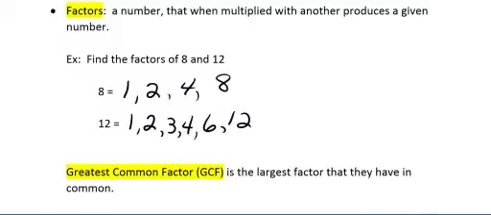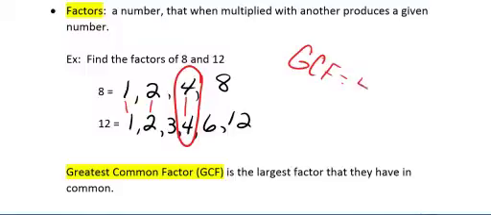And now what we want to find is the greatest common factor, which is the largest factor that they have in common. Because again, you can see they have the 1 in common, they have the 2 in common, and the 4 in common. But we want the greatest common factor, which would be the 4. So the greatest common factor of 8 and 12 is 4.